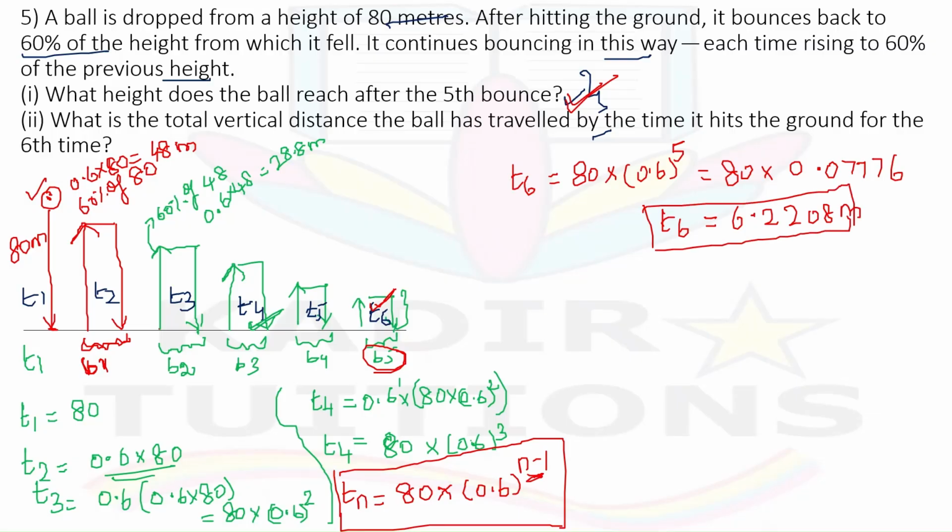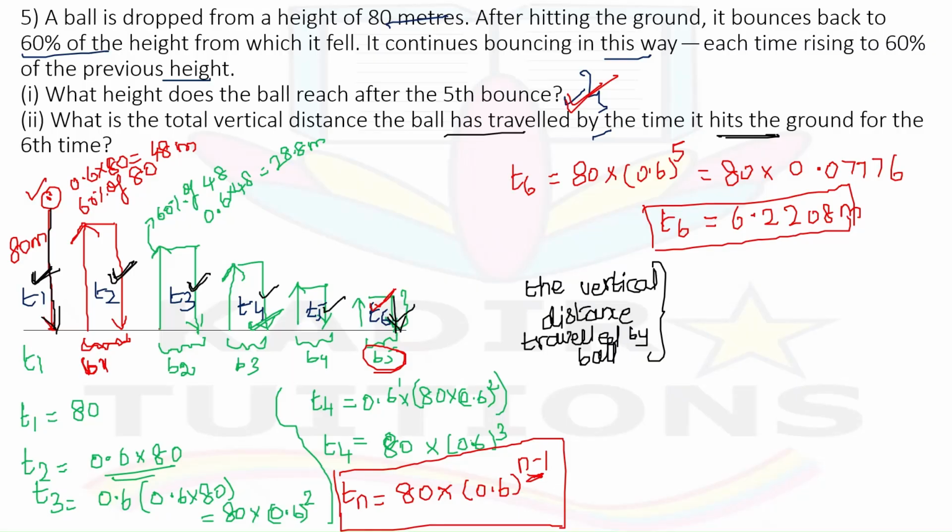This is also very important. And the second question is, what distance is traveled by the ball till it hits the ground for the sixth time? So for the first time, it hits the ground after 80 meter. Okay, so I'm writing 80 meter. Then the ball moves vertically upwards, right? Over here, it is going to bounce back. So it is also a vertical distance only. So what is this? It's going to be 48 meter.